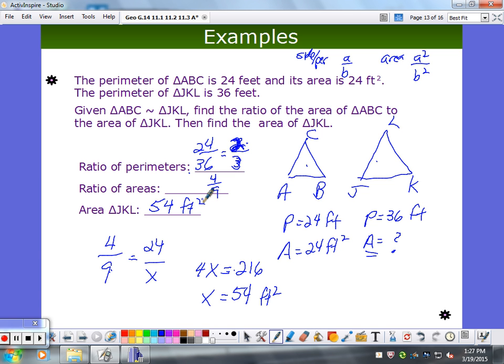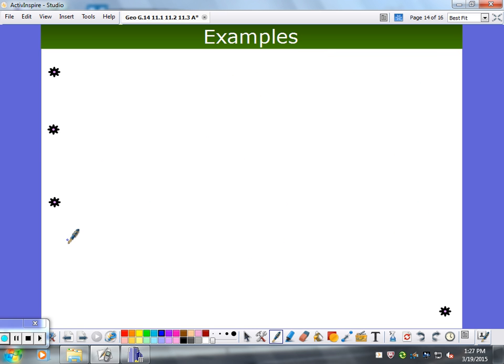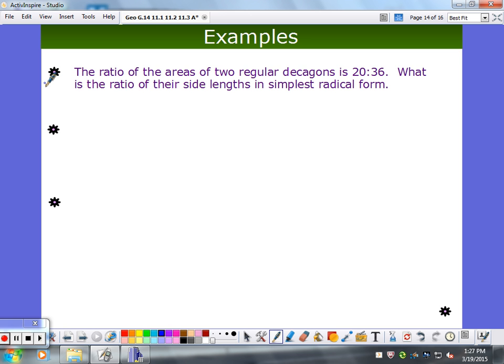Does that make sense? You find the areas, you're setting up in proportion. We'll do another example. Here. This looks like example 1. The ratio of the area of 2 regular decagons is 20:36. What is the ratio of their side lengths?